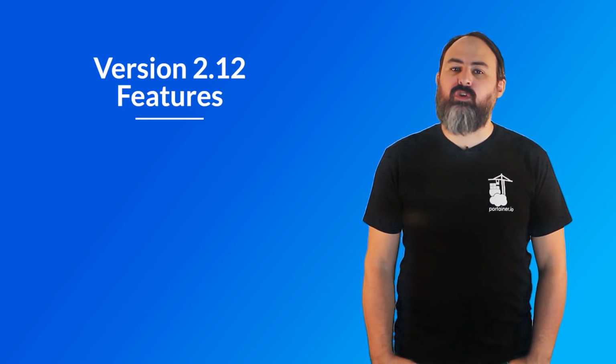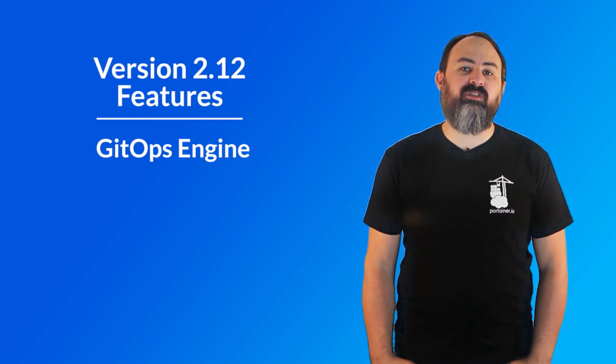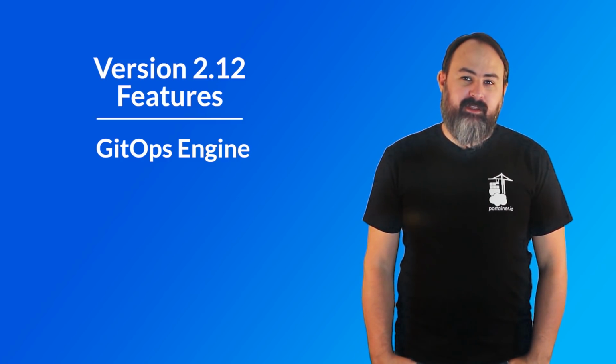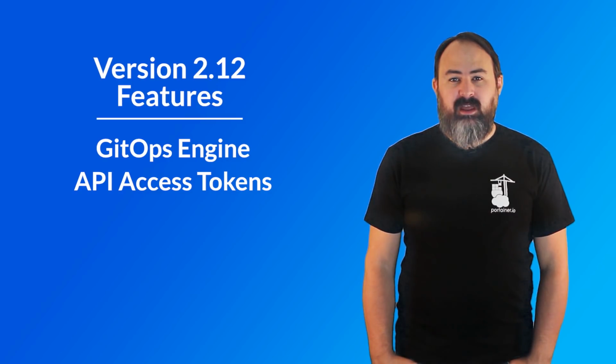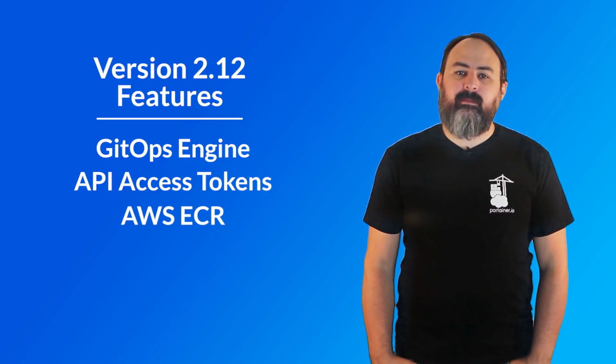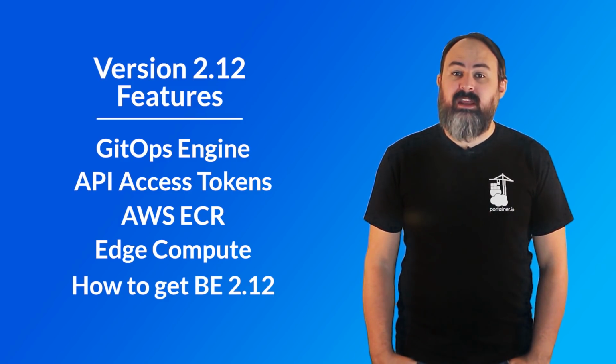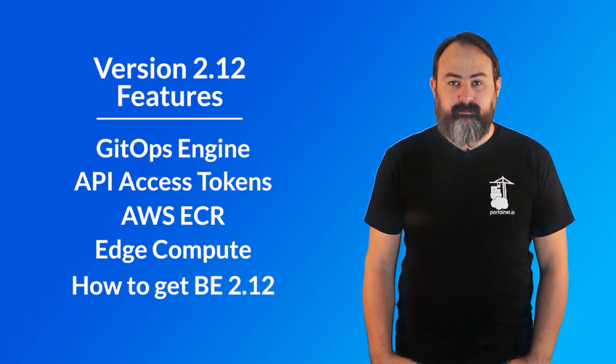of Portainer Business Edition. First off, I'll talk about the GitOps engine we've implemented in Portainer and how you can use it to help automate your deployments. Then I'll cover the new API access tokens feature, as well as our newly added support for AWS ECR registries. Finally, I'll show you some of the new edge compute features in 2.12, including OpenAMT and FDO support, and of course, how you can get BE 2.12 for yourself.